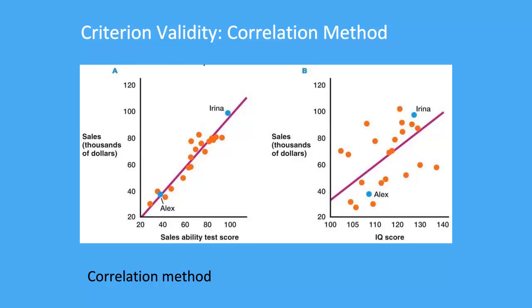It's a pretty strong relationship. Again, the correlation is going to be very close to a perfect 1.0. So you have pretty strong evidence of criterion validity here on the left.